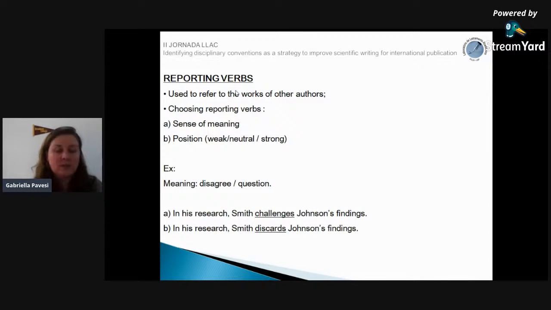So I'm going to ask you here on the comment chat, if you can, very briefly read both, and from your perception, which one you can write, A or B. Which one do you think demonstrates a stronger position in terms of, for example, me as a writer, what Smith, the author here, thinks of Johnson's findings? So do you think A or B demonstrates a stronger position in that meaning of disagreeing or questioning? If you could put it on the chat.